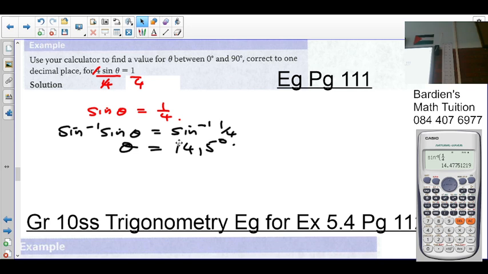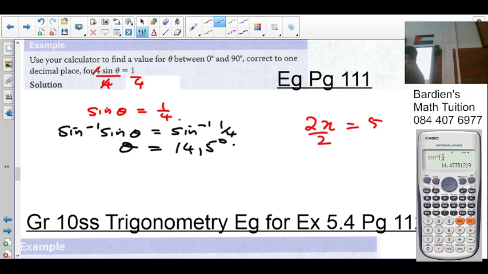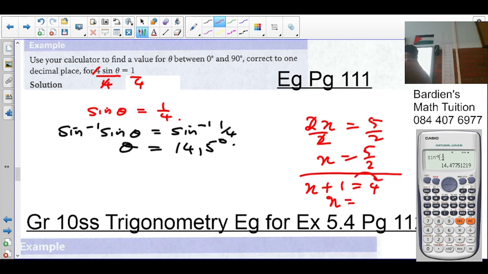Yes? Why are we adding the arc sine? Because that's the reverse of sine. Okay, remember if you got 2x is equal to 5, how do we get x on its own? You divide it by 2, not so? So that cancels, so x is equal to 5 over 2. So if you got x plus 1 is equal to 4, what do we do? X is equal to 4 minus 1, which is 3. So what do we do? We apply the inverse function. Can you see that? And what is the inverse function to sine?